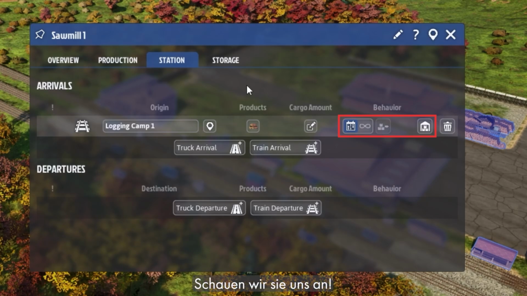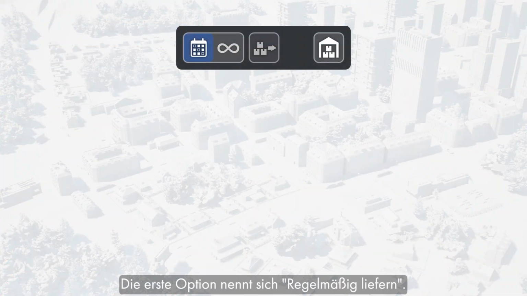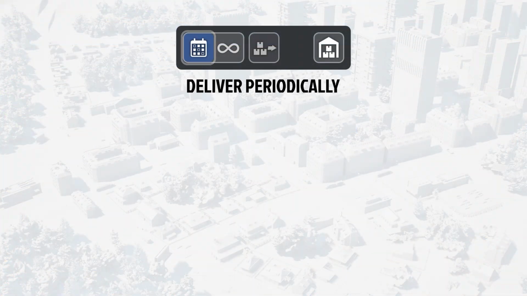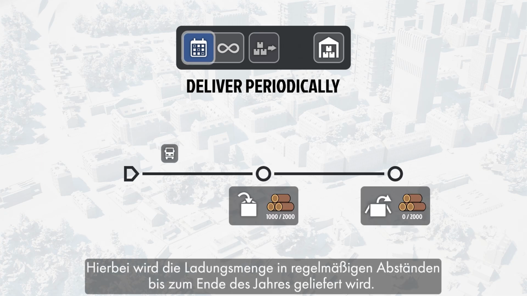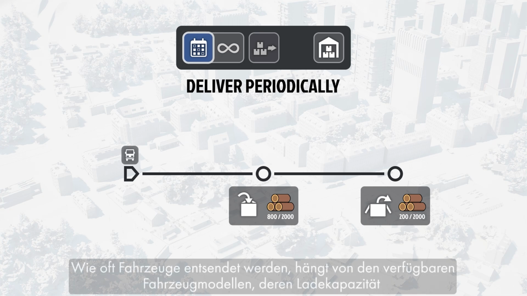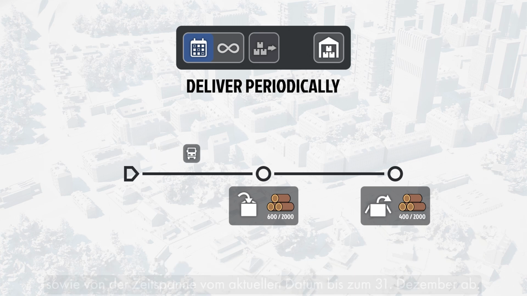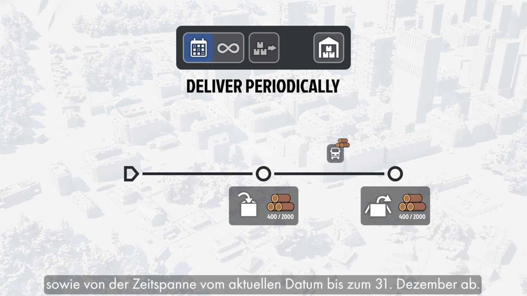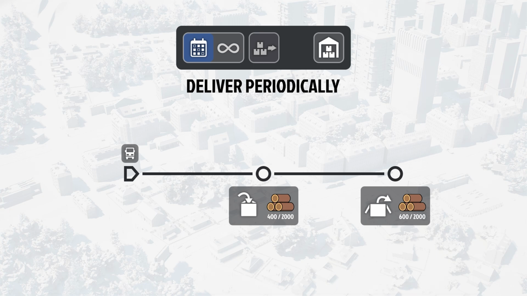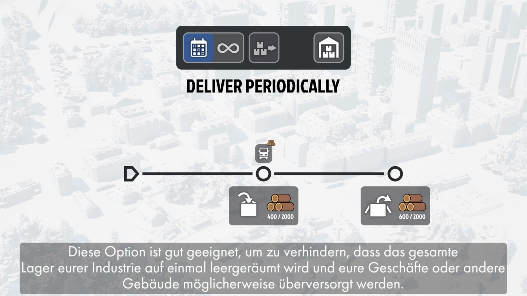Let's go over them. The first option is called Deliver Periodically. It means that the cargo amount is delivered in even intervals until the end of the year. How frequently vehicles are dispatched depends on which vehicles are available and their respective storage capacities, as well as the time frame from the current date to December 31st. This option is well suited to prevent clearing the entire storage of your industry all at once and possibly oversupplying your shops or other industries.